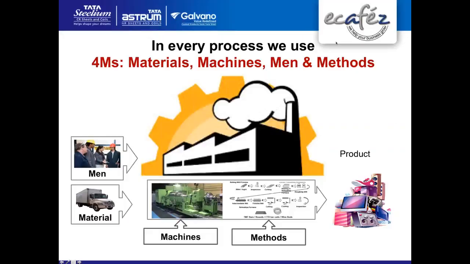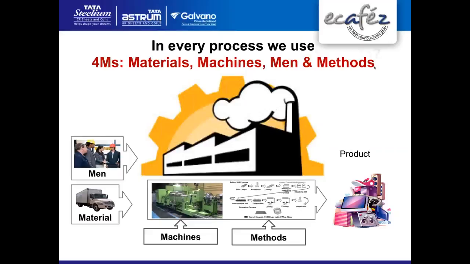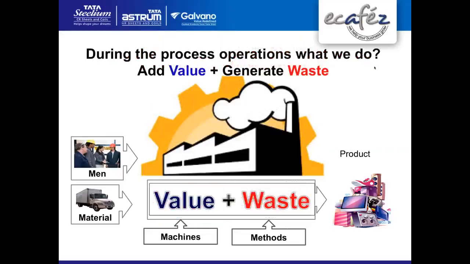I'm sure everybody must be aware of the 4 M's. Throughout the world in every industry, whether it is small, big or large, irrespective of size and product, they use the 4 M's, which are known as materials, machine, manpower and methods to convert any product in the industry. So in any production process, the 4 M's are essential to convert them into the desired products.